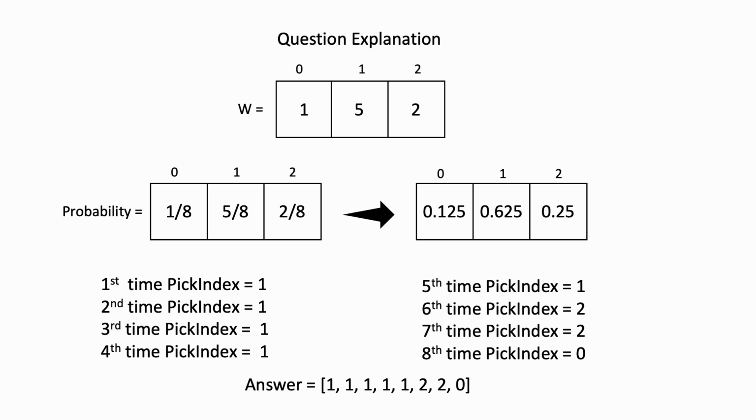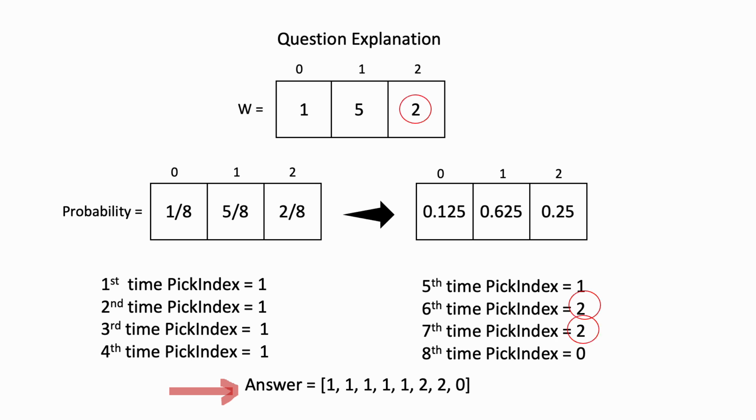If we call the pickIndex function 8 times, then this will be the answer. Let's see how. 1 out of 8 pickIndex calls returns 0 because index 0 has weight 1. 5 out of 8 pickIndex calls return 1 because index 1 has weight 5. 2 out of 8 pickIndex calls return 2 because index 2 has weight 2.